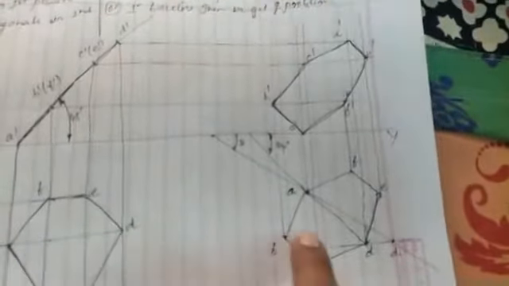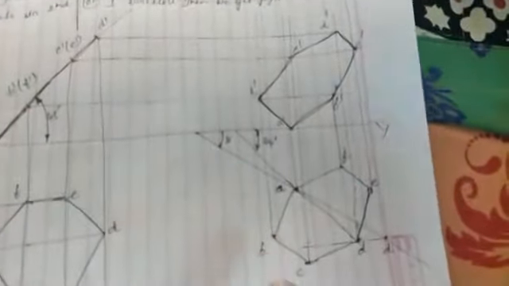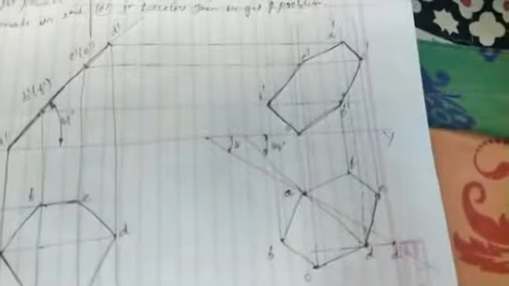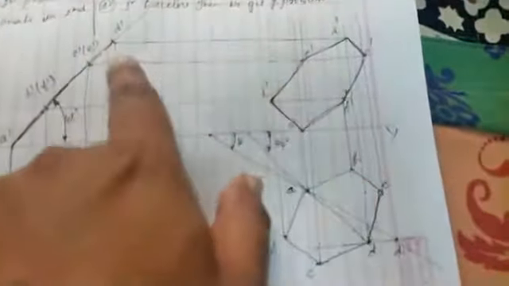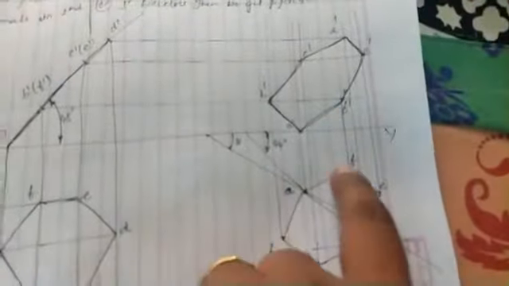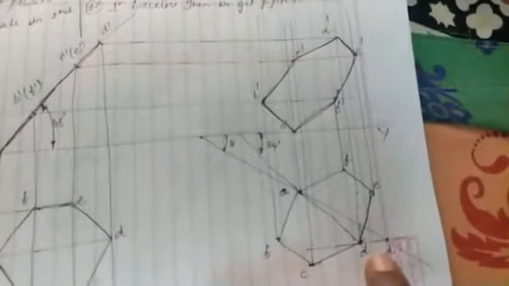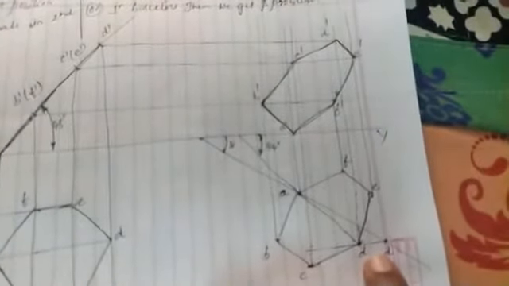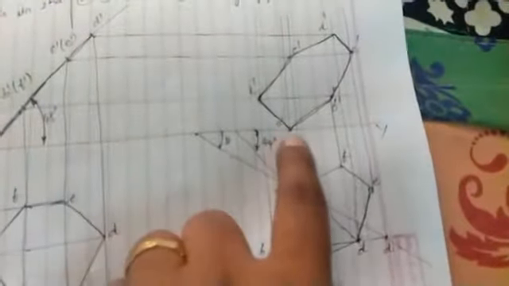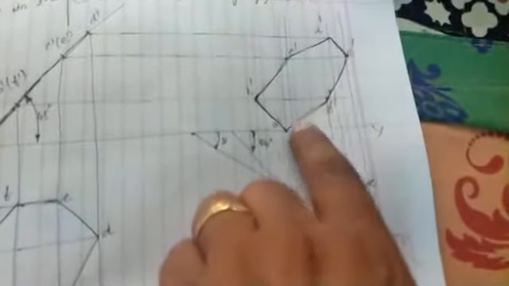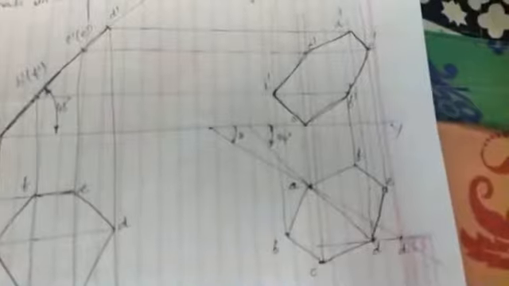Right? Later project it upwards. Intersection of A and A dash will give the point called A dash. Intersection of B and B dash will give the point called B dash. Intersection of C and C dash will give the point called C dash. Intersection of D and D dash will give the point called D dash. Intersection of F and F dash will give the point called F dash. Okay, now join A dash, B dash, B dash, C dash, C dash, D dash, D dash, E dash, E dash, F dash and F dash, A dash with your scale.